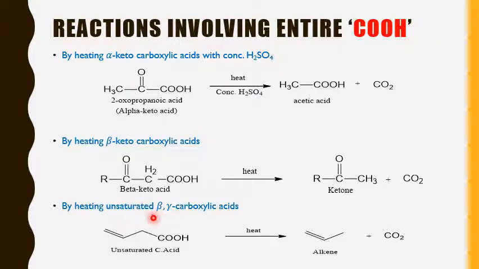And what are beta and gamma? Beta is the one at the second position to the carboxylic acid, and gamma is at the third position. If there is an unsaturation between these gamma and beta carbons, then such carboxylic acids can be easily heated, where the CO2 molecule from the carboxylic acid is eliminated, resulting in the formation of an alkene. Very interesting to know that all these functional groups along with the carboxylic acids will show the removal of carbon dioxide from the carboxylic group.